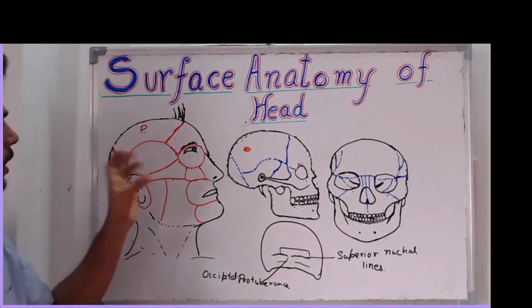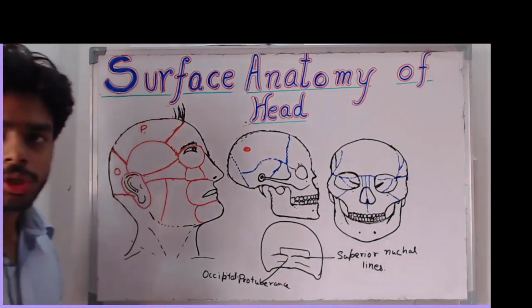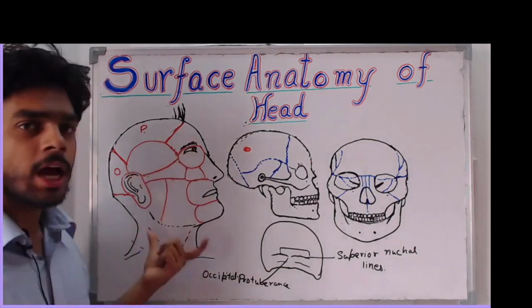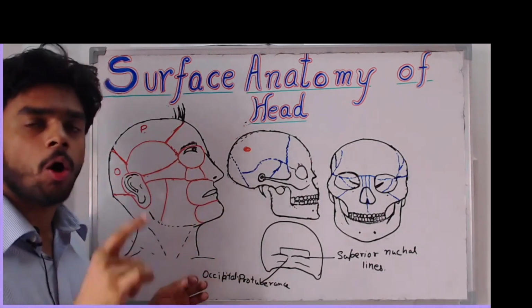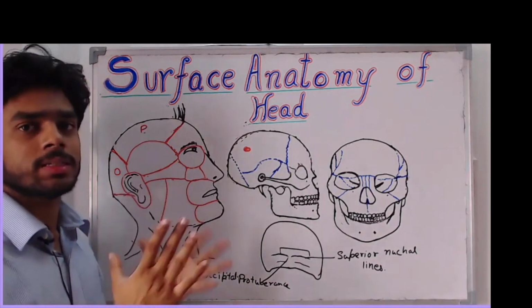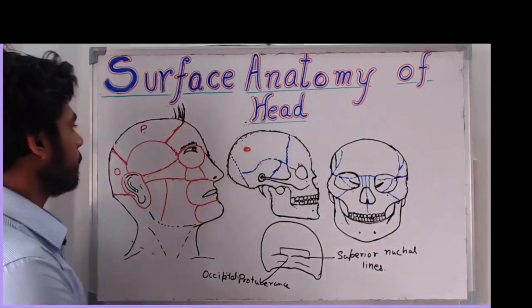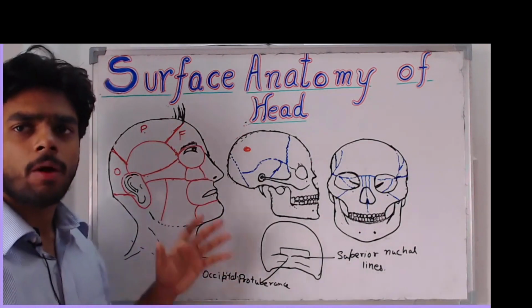Please don't confuse these areas or the lining of the area with the sutures. Sutures are different, they are internal structures. These areas are demarcated externally on the basis of whatever structure we feel or palpate over the skin surface. So we studied the frontal area, parietal area and the occipital area. After this we will study the temporal region.